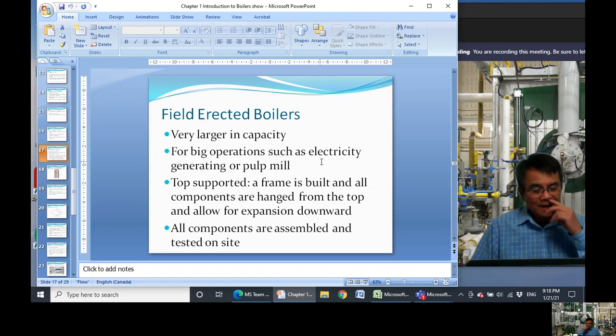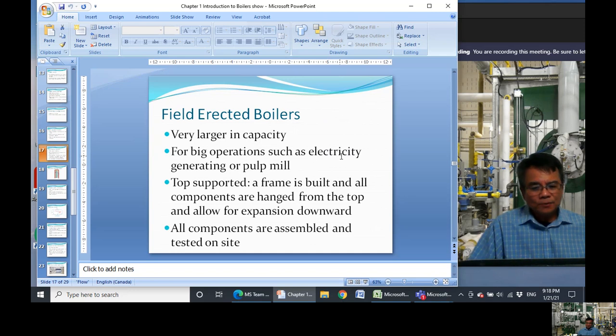So in this case, they build something to anchor the steam drum, and all the water pipes, which connect the bottom drum, just hang there. The advantage of this is, when there's thermal expansion, the expansion goes downward, and they can take the thermal expansion quite a whole lot better than when you support it on the bottom.